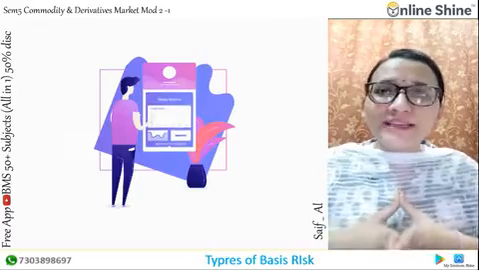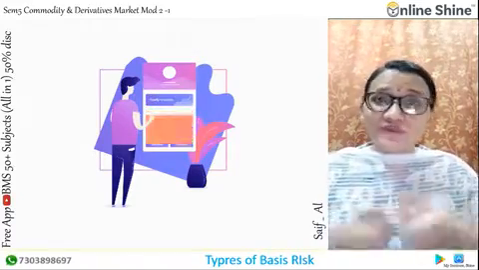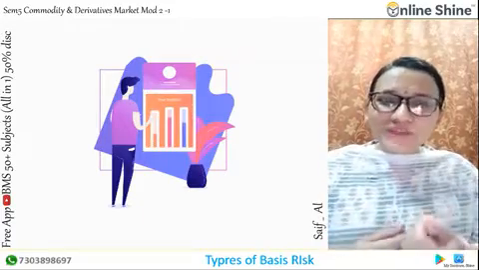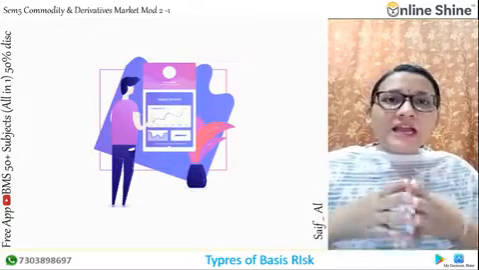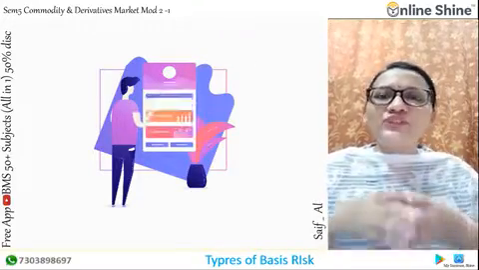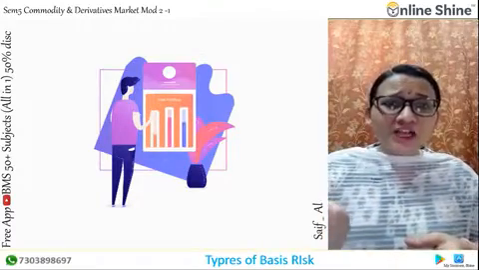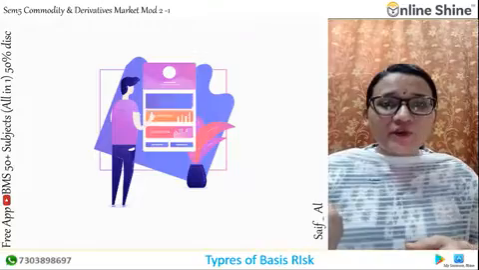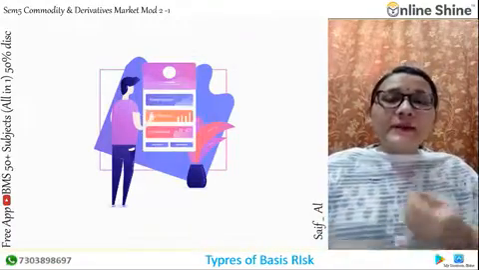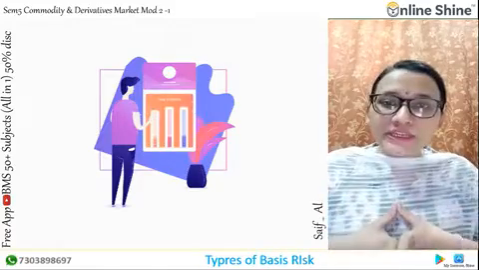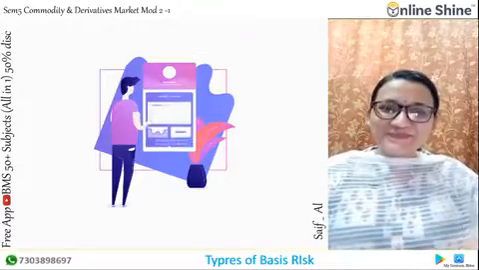Now the fourth one is the product quality basis risk. As the name suggests, the properties and quality of the product are different from the asset represented by the futures contract. So it may be a risk when we buy a product of some quality and the futures delivery is not good in quality. So there will always be a product quality basis risk.